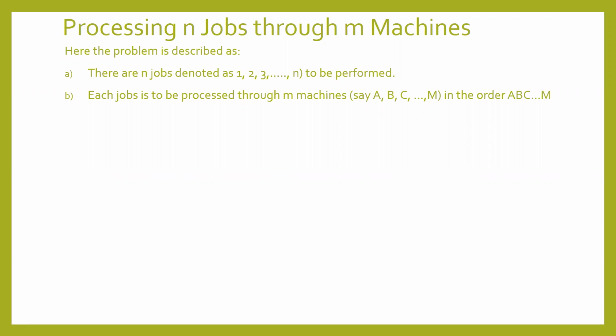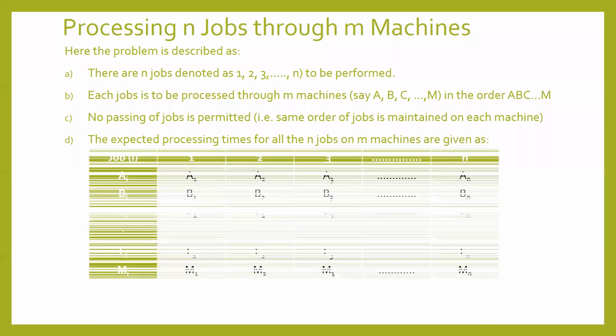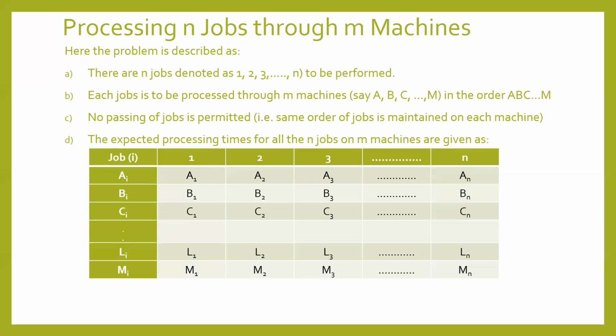Secondly, no passing of jobs is permitted, because you cannot skip any of the jobs or the machines. The same order of jobs is to be maintained for each machine. These are some of the assumptions. The expected processing time is given in a table form like this.